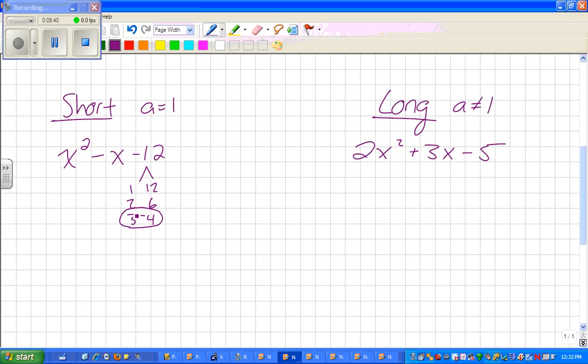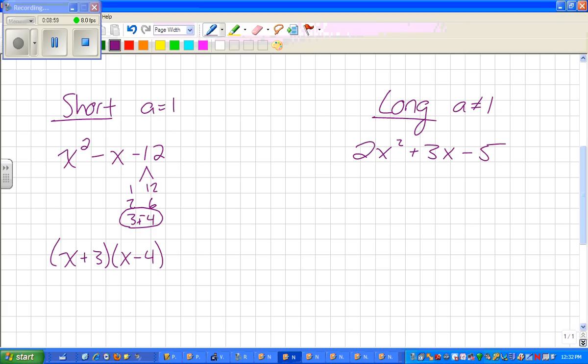You guys stay seated. Okay, so I know that 3 times negative 4 is negative 12, and I know that 3 plus negative 4 is negative 1. So the short method, you're done: x plus 3 and x minus 4.